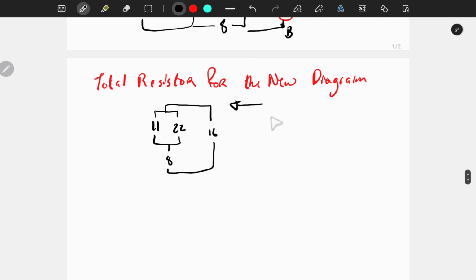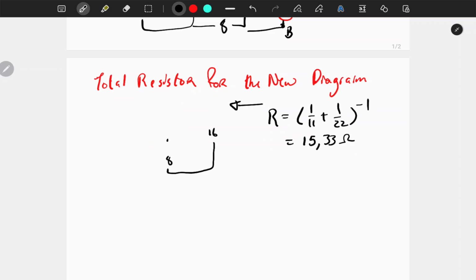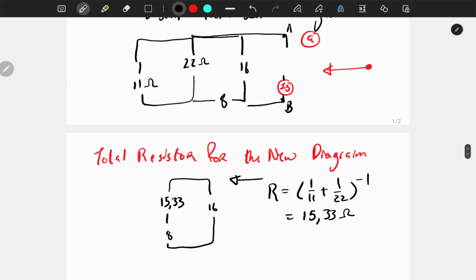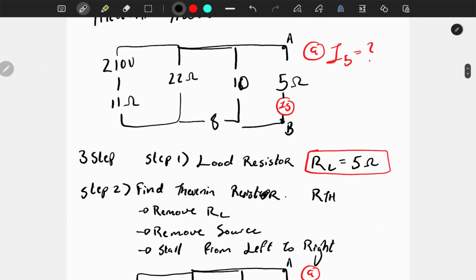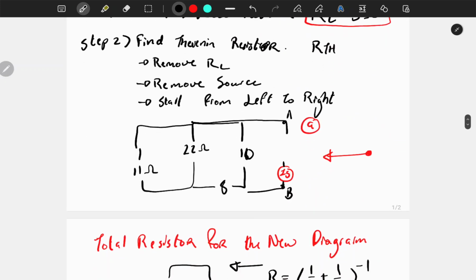So now we are going to find the resistor, right? So it's going to be 1 over 11 plus 1 over 22 to the power of negative 1, and that gives us an answer of 15.33 ohms. So we can erase this, and we're going to put 15.33, and then we're going to add, sorry guys, this is a 10 here, that's a 10.